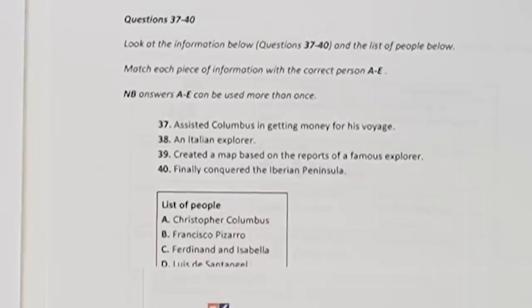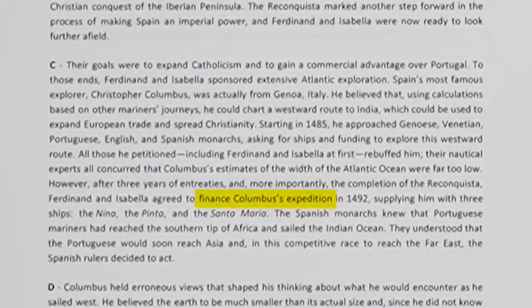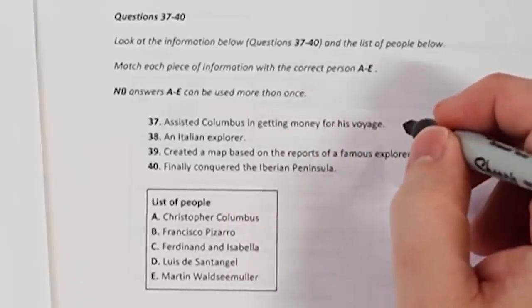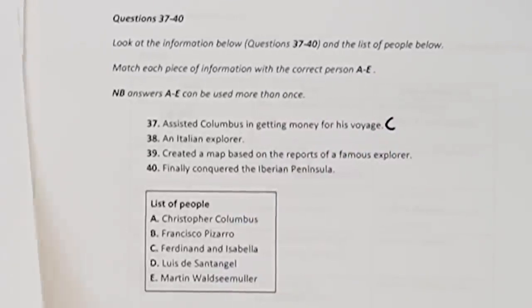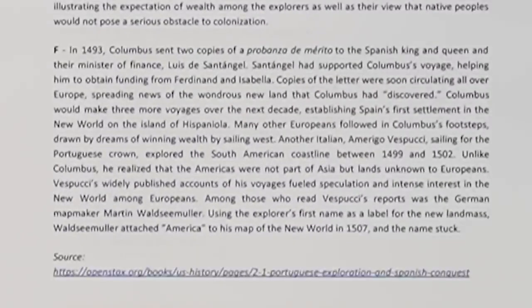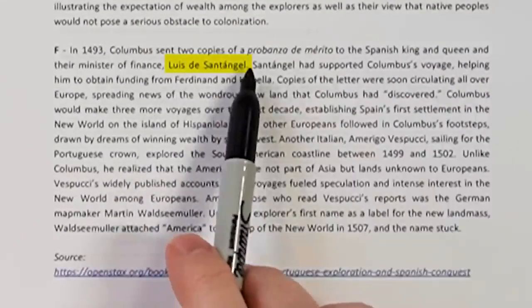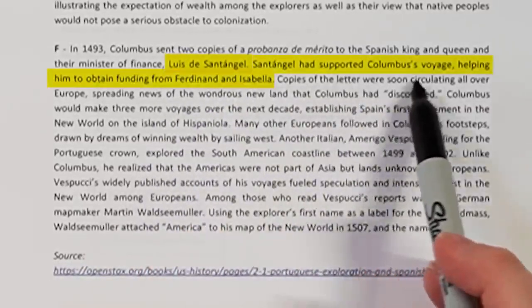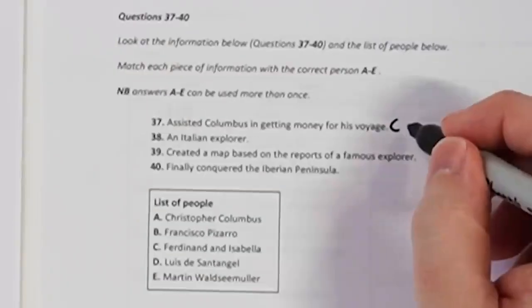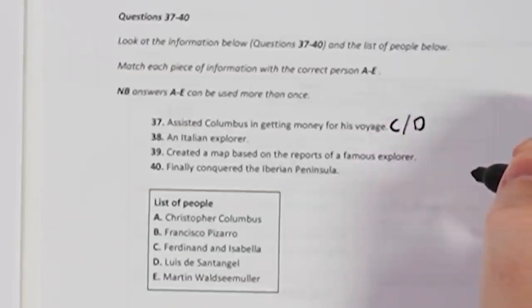Ferdinand and Isabella. So they were the king and queen. They financed Columbus's expedition. Assisted, so that is C. All right. Louis de Santangel, who was scanning for Louis. Louis de Santangel sent 2 copies. He also helped Columbus obtain funding. So this could be D as well.